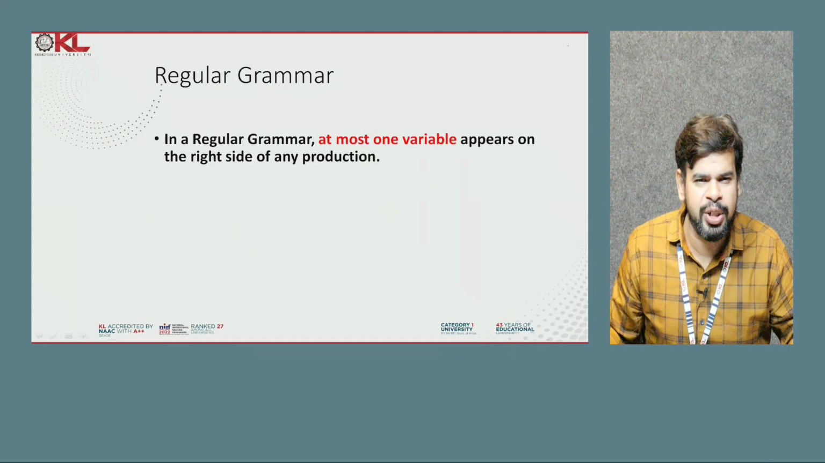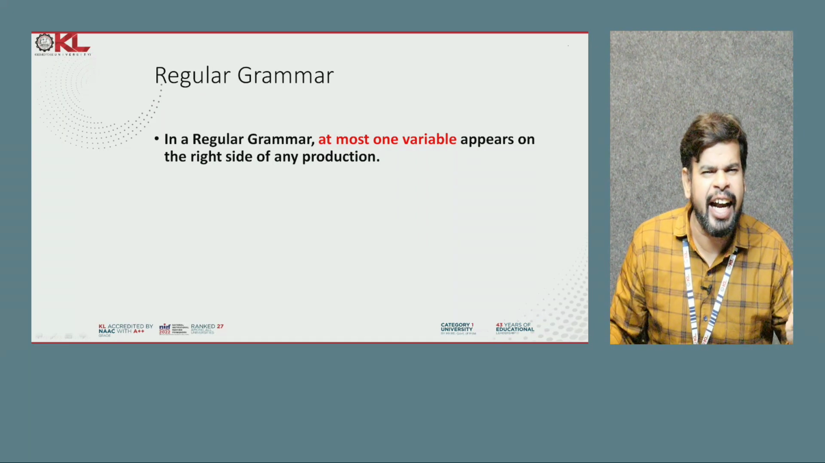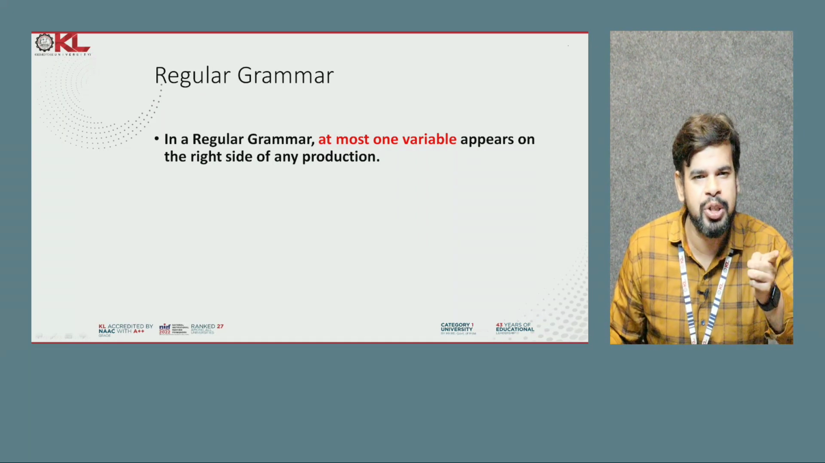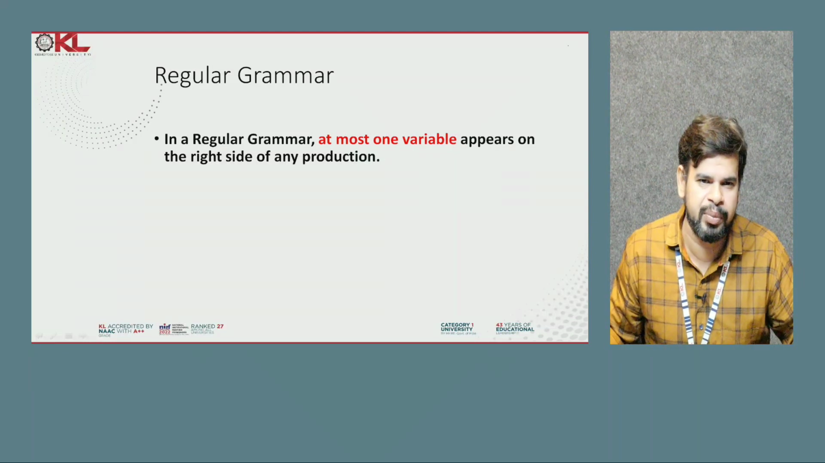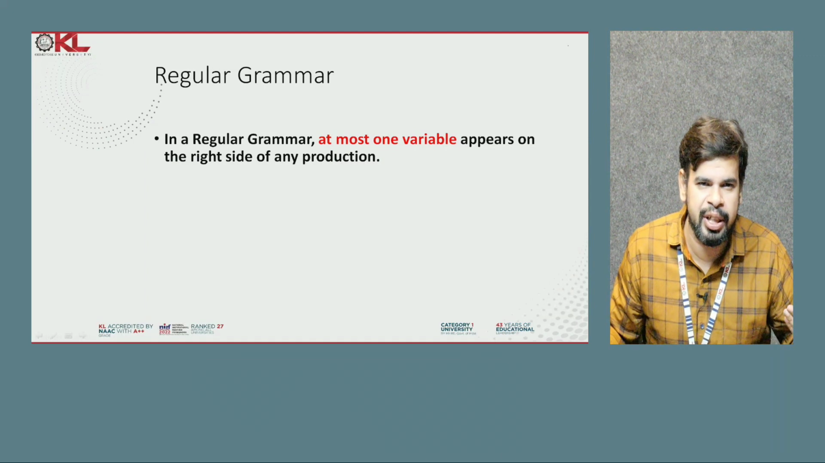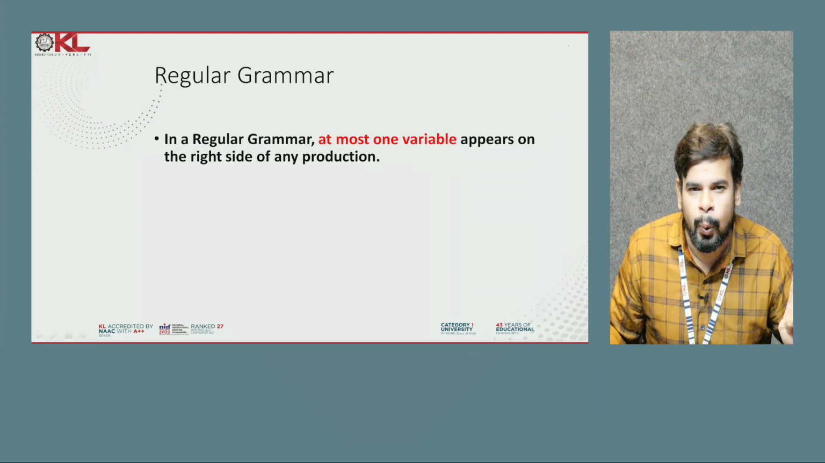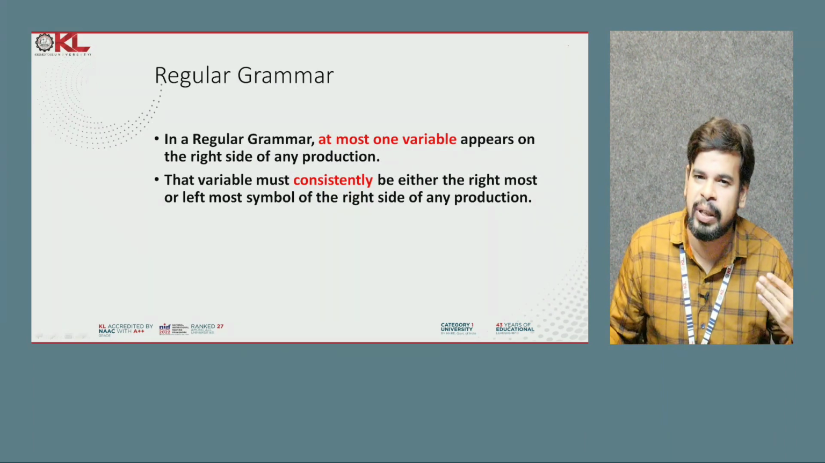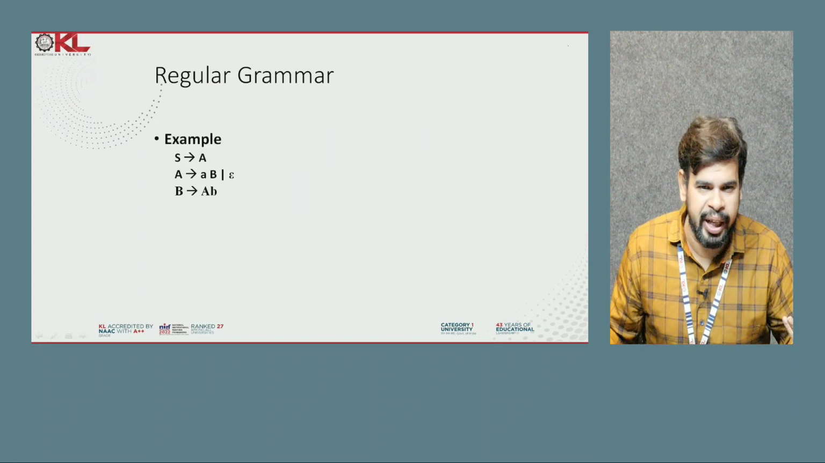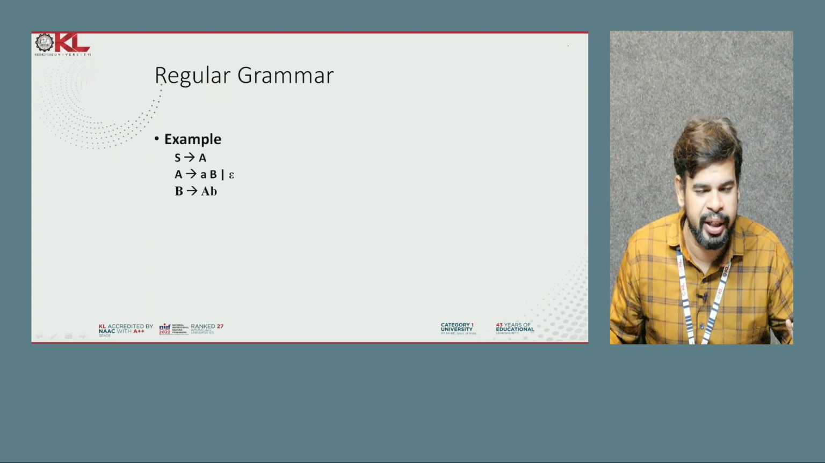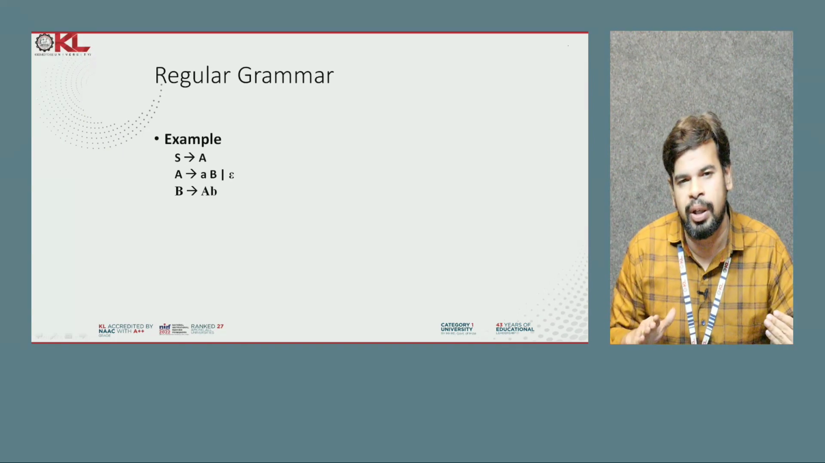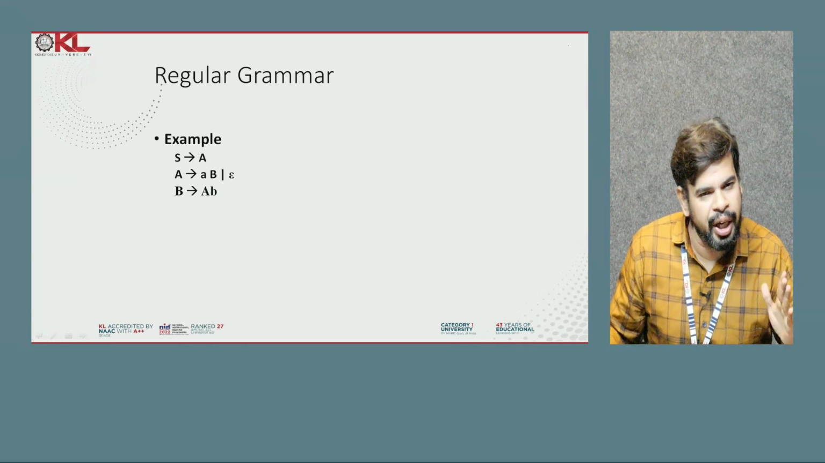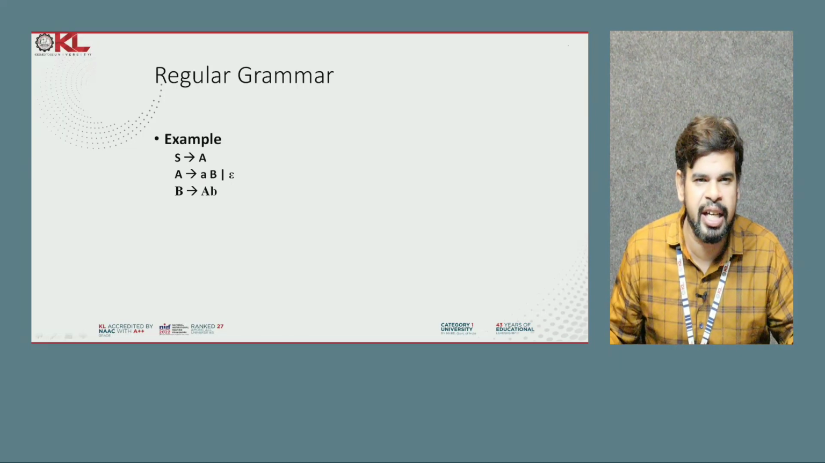Now what actually is a regular grammar? In a regular grammar at most one variable appears on the right side of any production. So if you call anything a production of regular grammar, one variable must be on the right side of the production, and the variable must consistently be either the rightmost or the leftmost of the right side of any production. The example will be S tends to a, so it contains a variable, and in the second example you can see A tends to aB, where B is of the right linear, and B tends to Ba, which is of the left linear. So all these are examples of regular grammar.